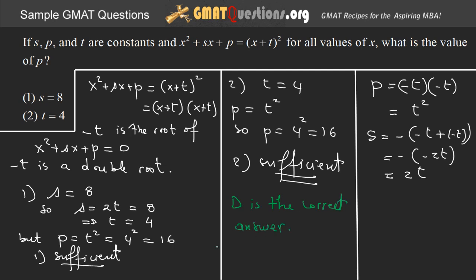So you can see here how important it is to know that P is the product of the roots and S is the opposite of the sum of the roots. This is not the only way to do this question, but if you know this, it definitely makes everything faster. If you want to do it another way, you can try expanding this and comparing the coefficients, but I like this way.